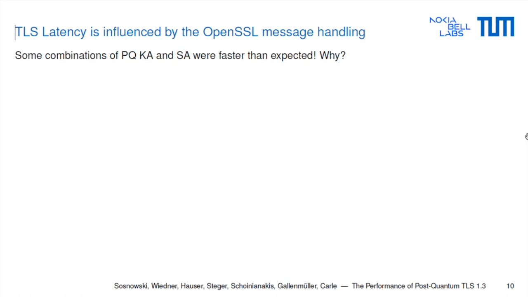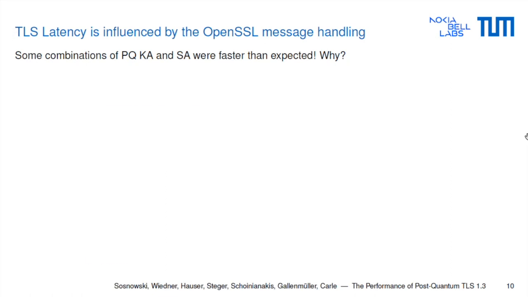So we basically got this by analyzing different combinations of key agreements and signature algorithms. And then we noticed that some were faster than we would have expected. This was strange because it kind of created a bias in our measurements. So we investigated and found the following.